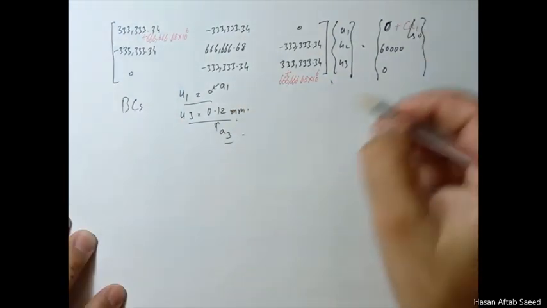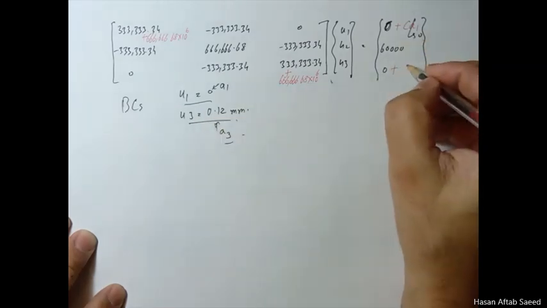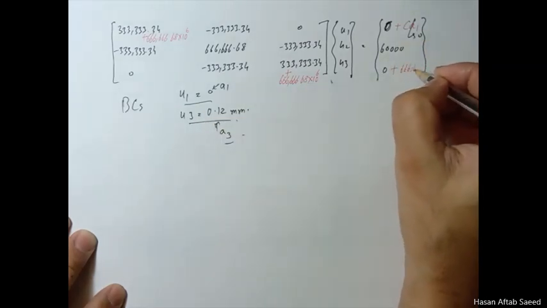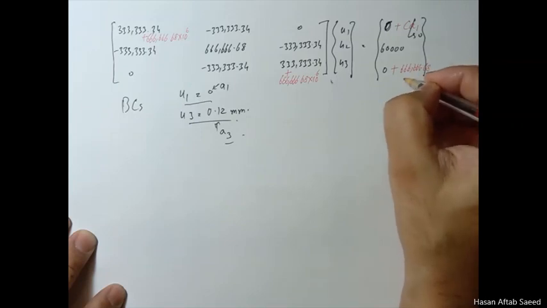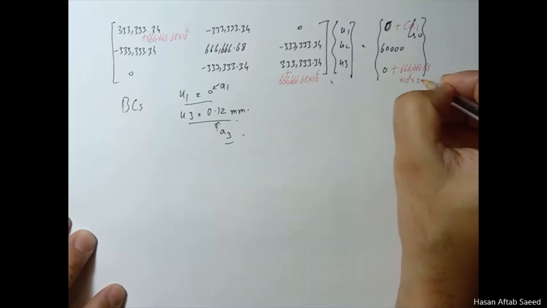But when it comes to this, you now apply 666.68 into 10 raised to power 6 into 0.12.